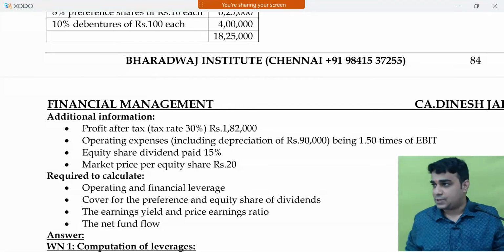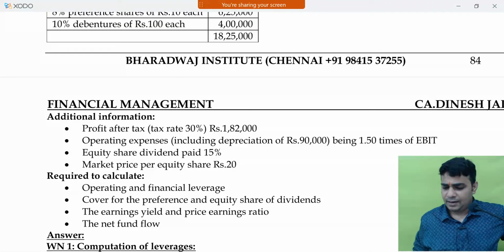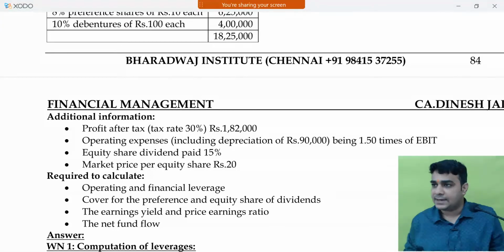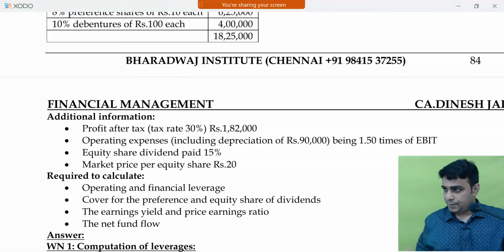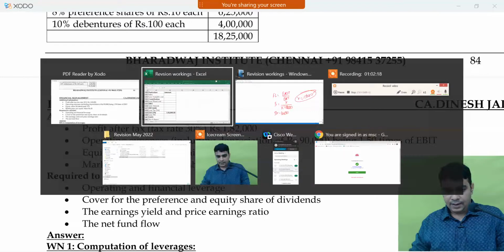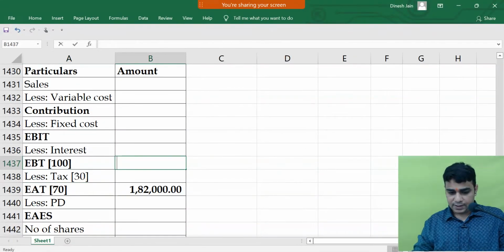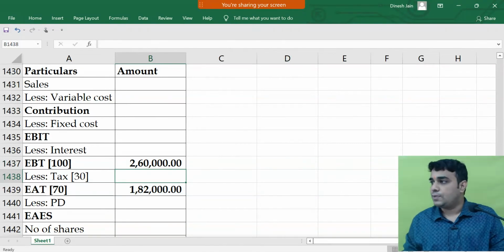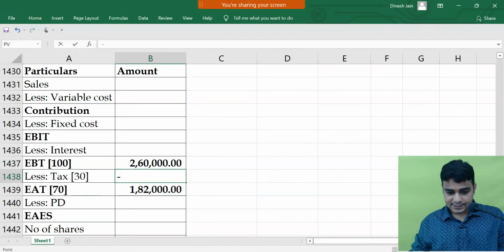That's the dividends actually paid by the company. Again, not using it for the time being. Market price is 20. This market price, equity share dividend and all will help me in calculating the price earning ratio, earning yield, all that information can be calculated. I can now reverse work and say 1,82,000 by 70%. EBT is 2,60,000.